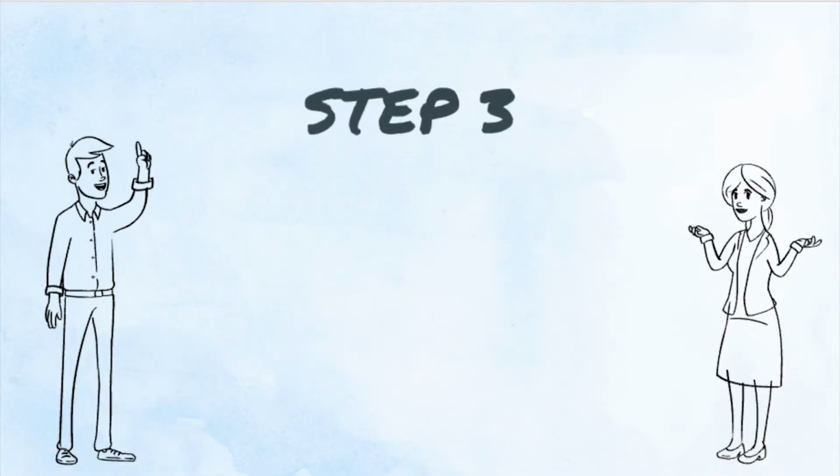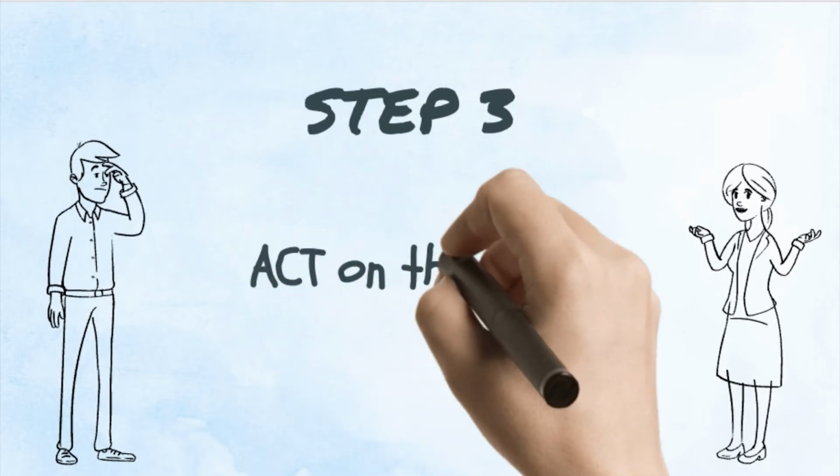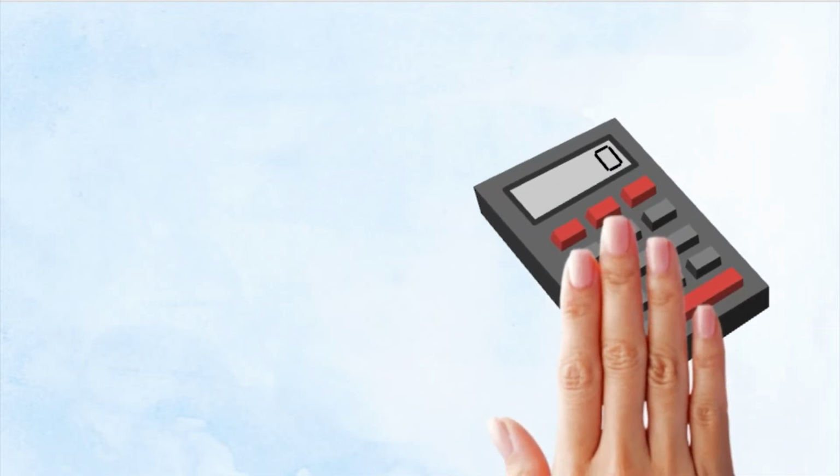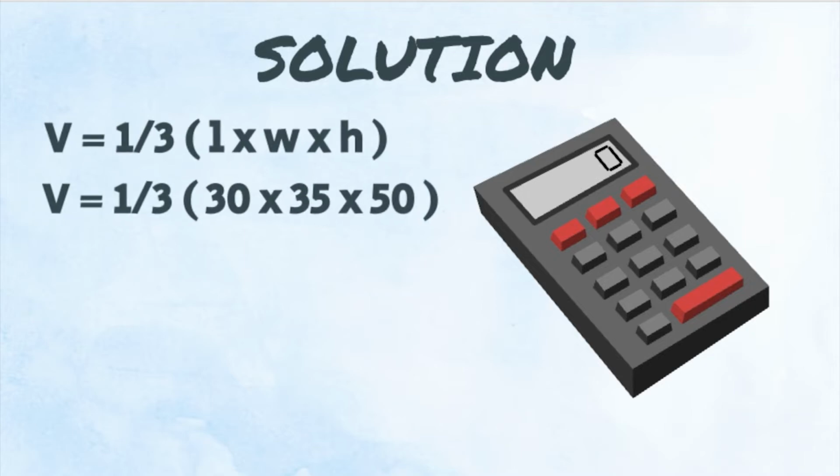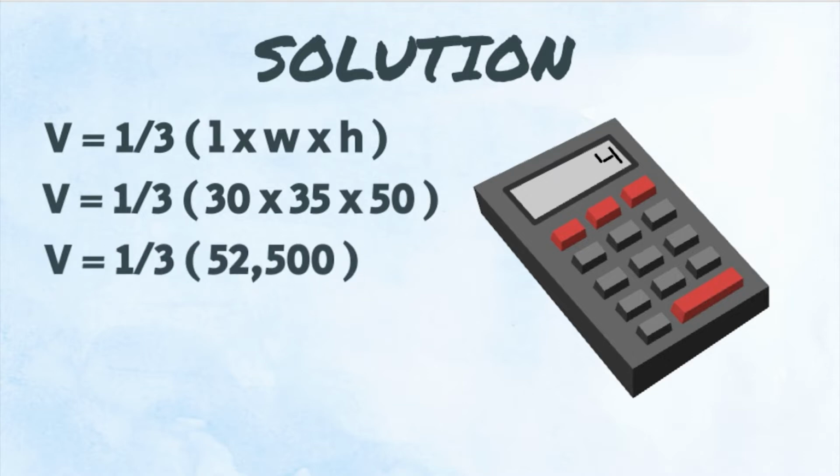Now that we have the formula, let's move on to step 3, act on the plan. Again, using the formula 1/3 times length times width times height, the pyramid has a length of 30, a width of 35, and a height of 50. Now let's solve first what's inside the parentheses. 30 times 35 times 50 is equals to 52,500.